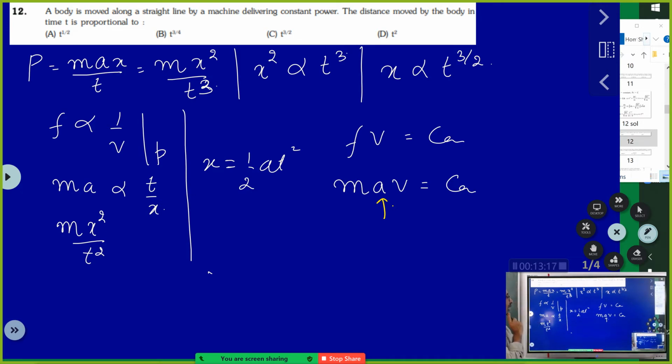Sure, sir. Although, yes please. Sure, I'm writing A as x by t square. X is also varying. No, X automatically varies. See, you understand the meaning of constant acceleration. For constant acceleration, force must be constant.